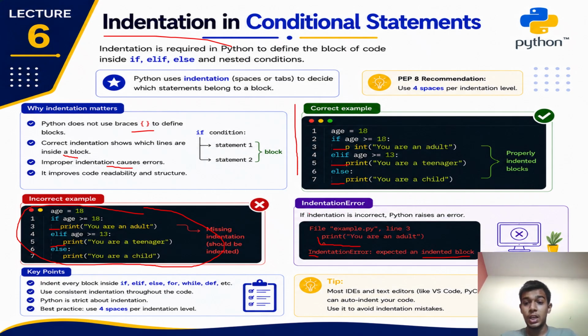According to the PEP8 coding guideline, the best practice is to use 4 spaces for each indentation level. Most code editors like VS Code or PyCharm automatically indent your code, which helps avoid mistakes. So always write clean and properly indented code. It not only prevents errors but also makes your program much easier to read. Now that we understand indentation, let's move to the next slide and see a real life example where conditional statements are used in an actual Python program.